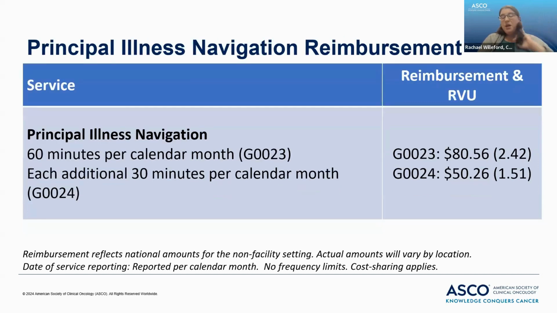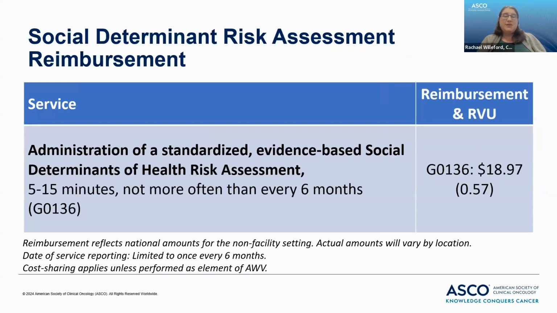So principal illness navigation, G0023. The principal illness navigation services are very similar and have a very similar framework to that of community health integration, so you see very similar reimbursement rates. The G0023 is also at $80.56. G0024 is also at $50.26 and has the same RVU rates as community health integration. Social determinants of health risk assessment is reported with the G0136, again, 5 to 15 minutes once per 6 months, and it is reimbursed at $18.97. Its assigned RVU value is 0.57.